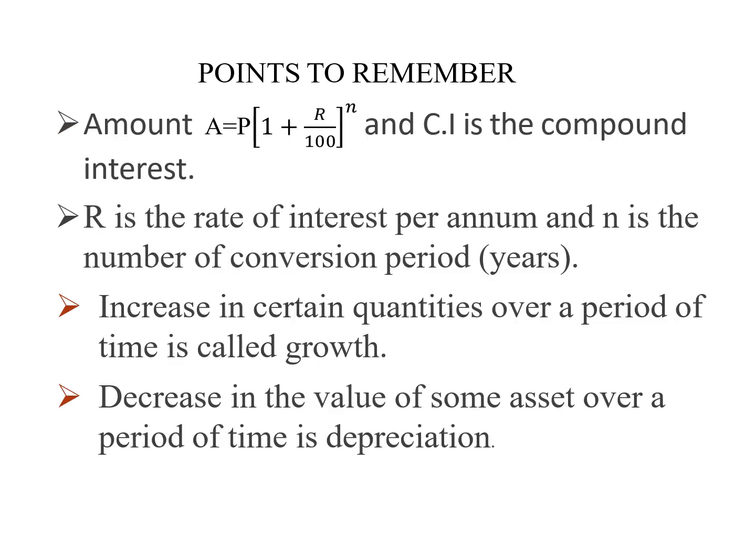Continuation part of the previous slide. Here the amount is P into (1 plus R by 100) whole power n, and CI is the compound interest, R is the rate of interest per annum, and n is the number of conversion periods. Increase in certain quantities over a period of time is called growth. Decrease in the value of some asset over a period of time is depreciation.